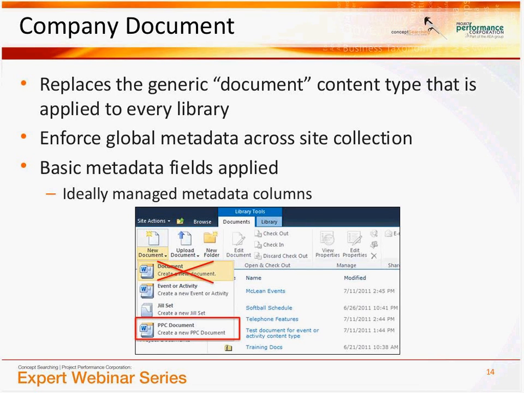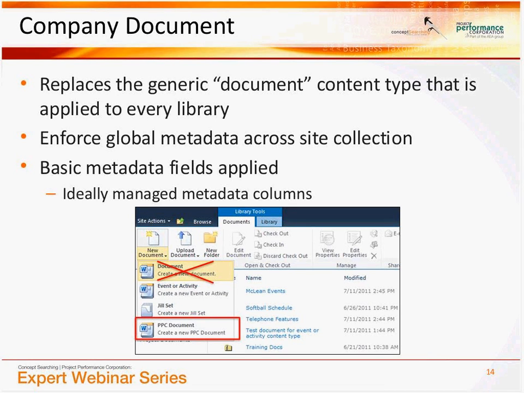Again, these 4 content types span different industries and can really be applied to any different type of company, as long as you recognize what type of content needs to be applied to these different content types. So, company document type, and what I mean by company document is that this is really a document or content type that replaces that generic document content type that comes out of the box by default with every library that you create.